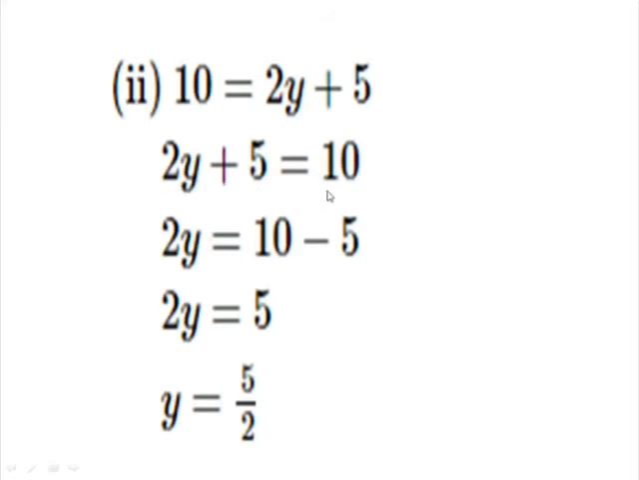Here 5 is in addition, on the other side it will come in subtraction. So you will get here 2y is equal to 10 minus 5. Now 10 minus 5 is 5. Now here 2 is in multiplication, so on the other side it will come in division. So you will get y is equal to 5 upon 2. Hence solution of the equation 10 is equal to 2y plus 5 is y is equal to 5 upon 2.